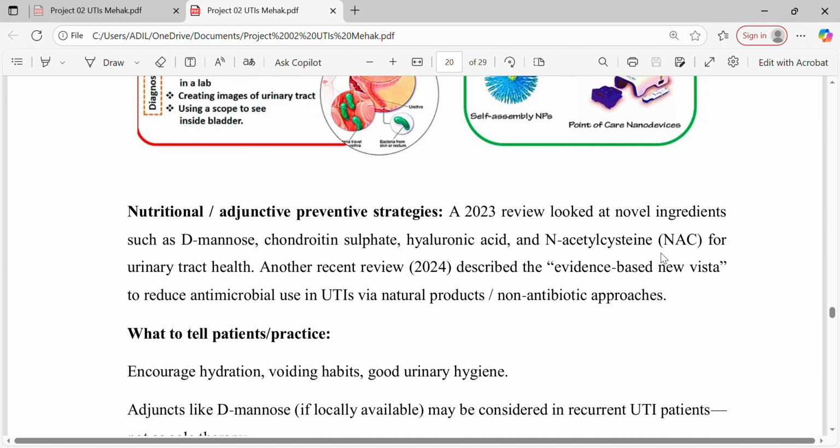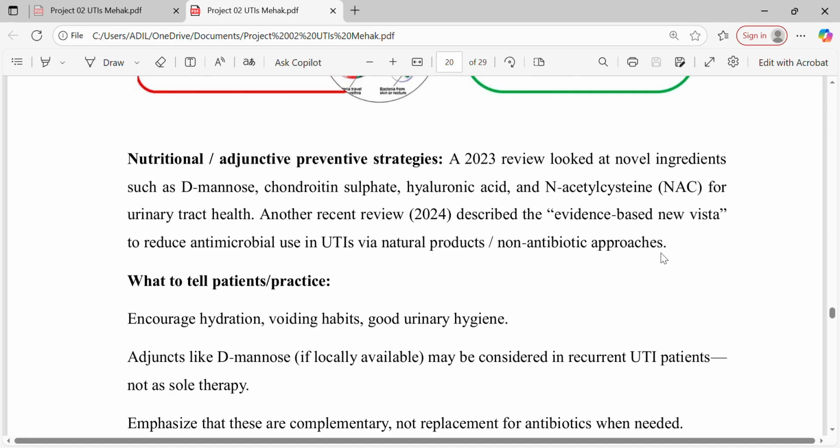Nutritional adjunctive preventive strategies. A 2023 review looked at novel ingredients such as D-mannose, chondroitin sulfate, hyaluronic acid, and N-acetyl cysteine (NAC) for urinary tract health. Another recent review in 2024 described the evidence-based new vista to reduce antimicrobial use in UTIs via natural products and non-antibiotic approaches.